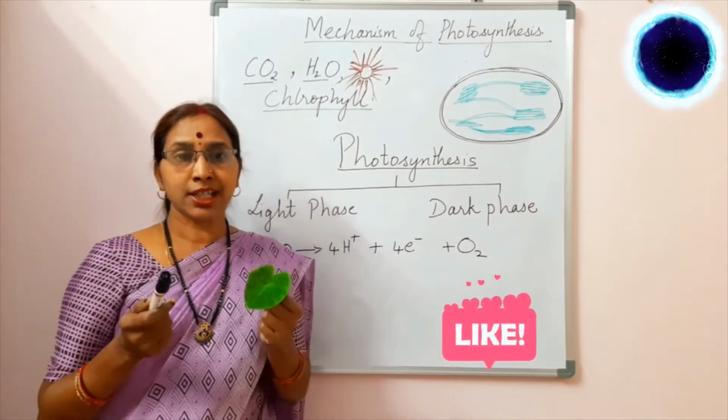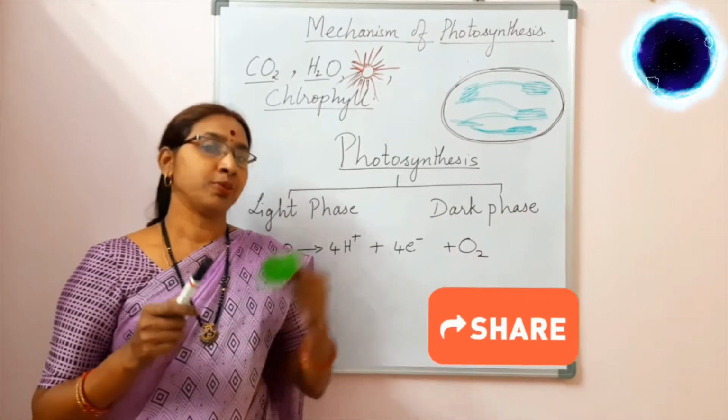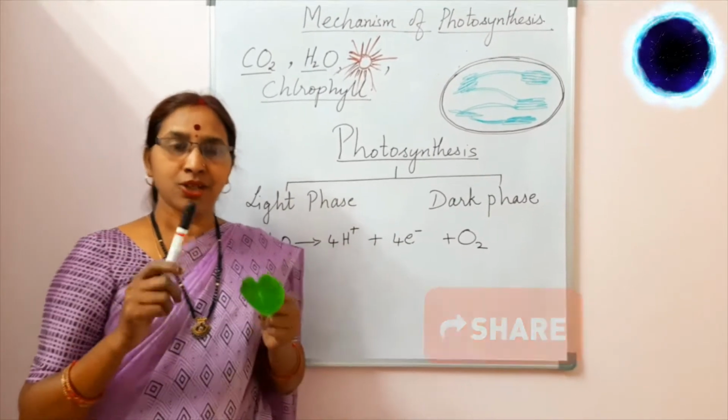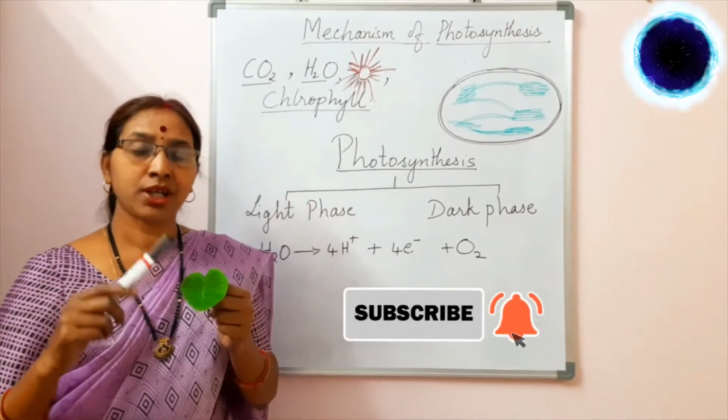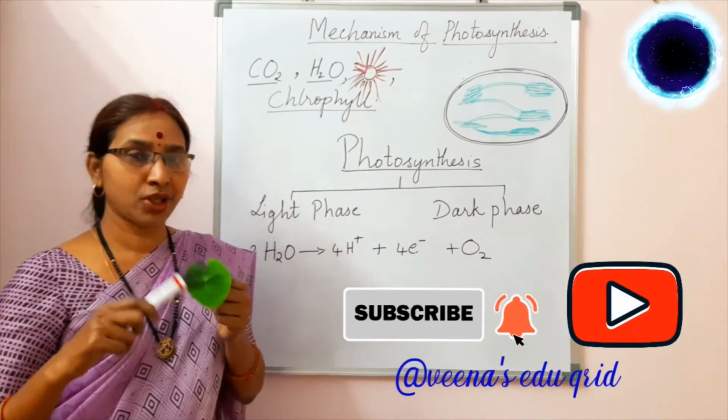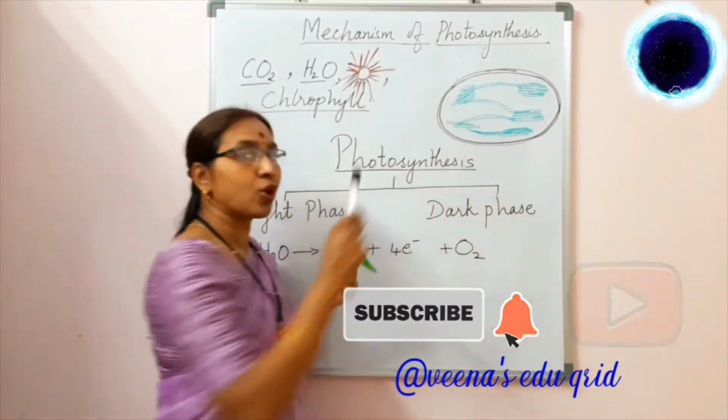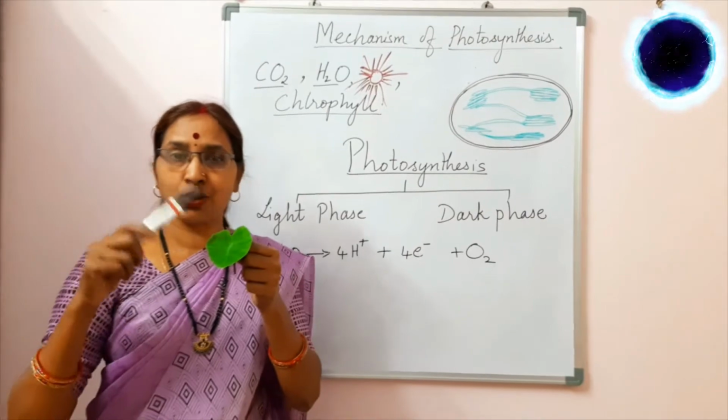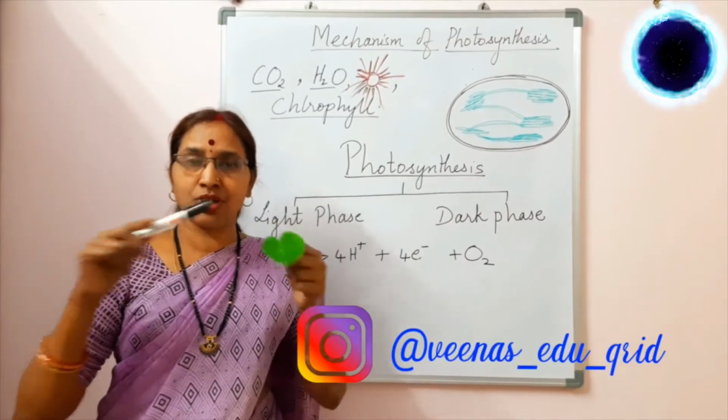And where does it take place? Where do you prepare your biryani? You prepare it either in your kitchen or elsewhere. So here also, what are the sites where this process takes place? It takes place in the chloroplast of the leaf. This is the place where this process takes place.